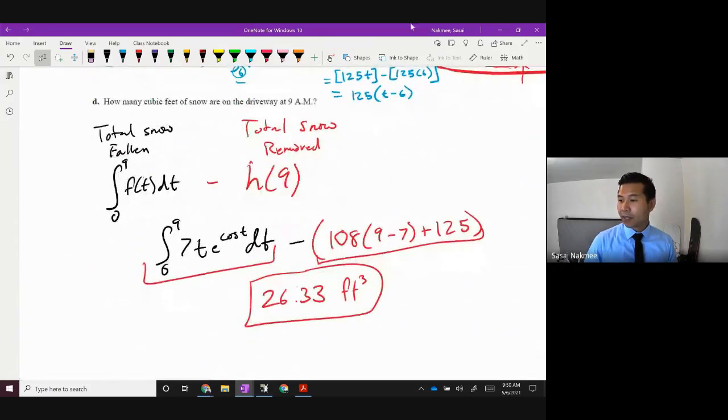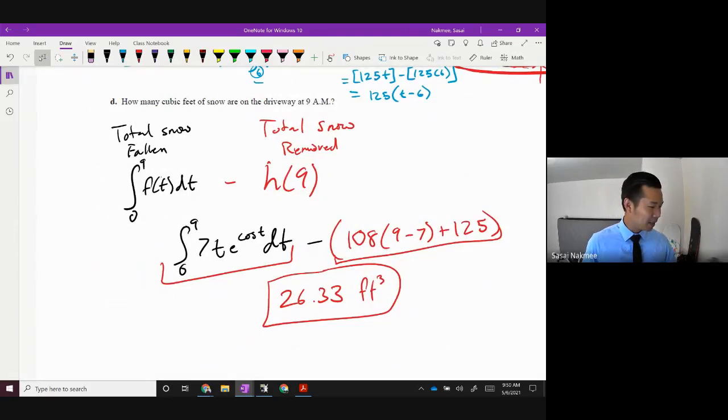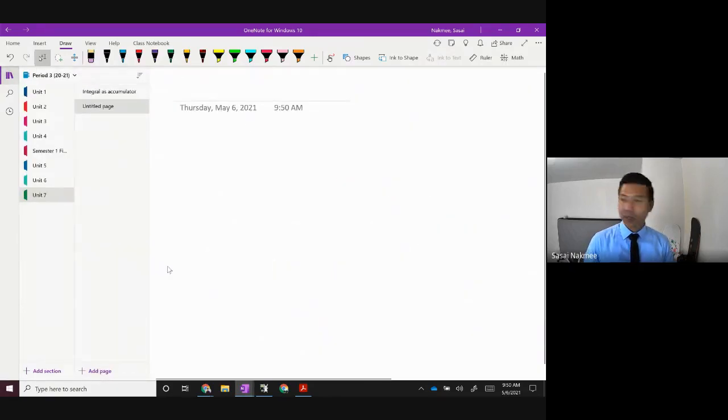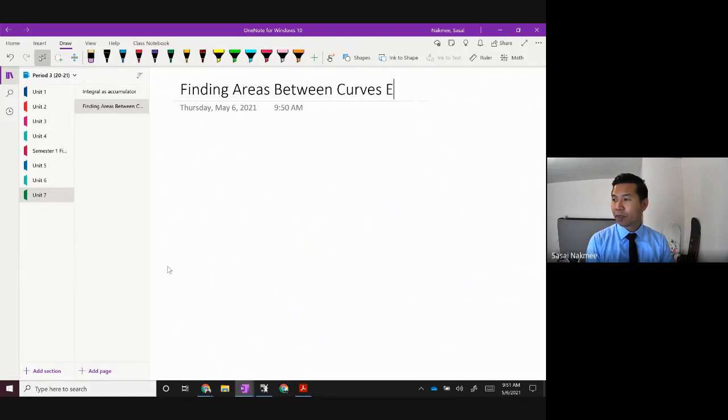All right, that's that. And let's keep going. Moving on to the next stuff. If you've been titling your notes, this next one is applications of integrals, which is the main overall theme of this chapter. The title for this section is going to be finding areas between curves.